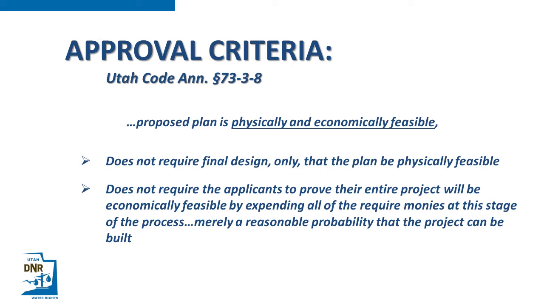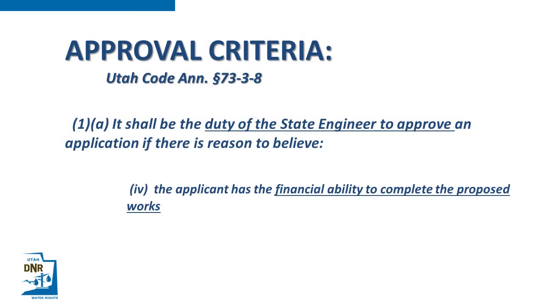The applicant just needs to give the state engineer the reason to believe that it's physically and economically feasible. That being said, the hurdle for a reason to believe may vary based on the proposed project. For example, if you're building a home, you probably do have that financial ability to complete what is proposed in the application. However, if you're proposing a very large project, such as a nuclear power plant on the Green River, there would be a much higher standard to show that you have the financial ability to complete that project.